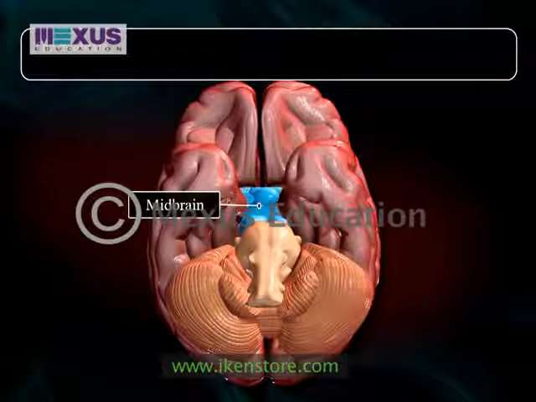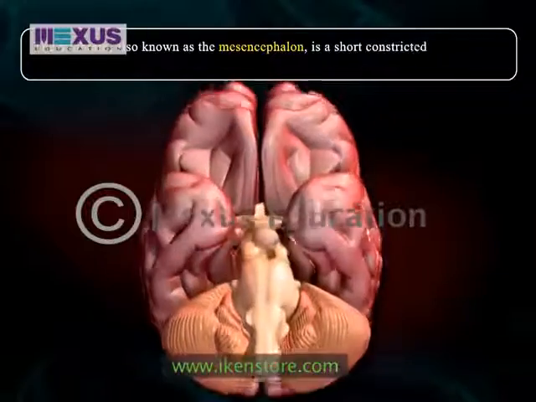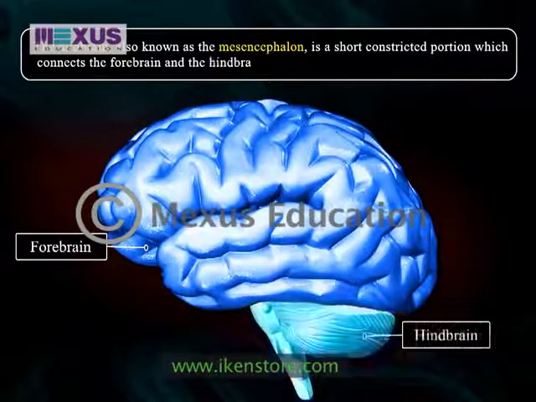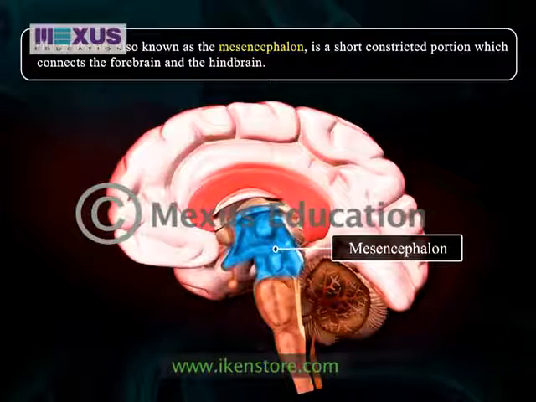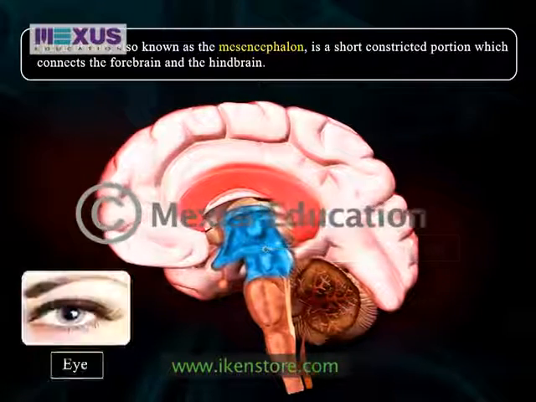The midbrain, also known as the mesencephalon, is a short, constricted portion which connects the forebrain and the hindbrain. Mesencephalon consists of cranial nerves which control the reflexes involving eyes and ears.